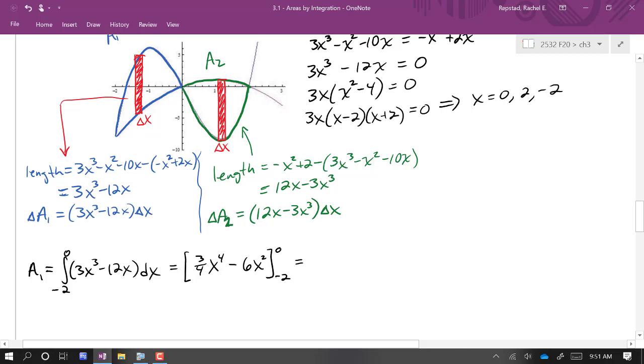And if I plug in 0, the upper limit, every term has a factor of x, so the whole thing zeroes out if I plug in 0. And then plugging in negative 2 looks like this.